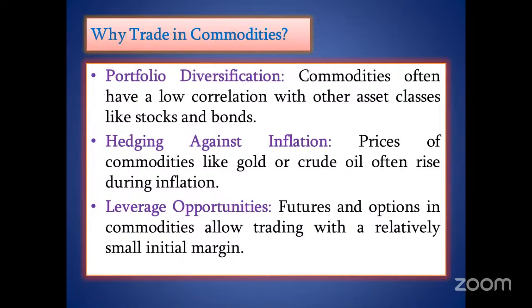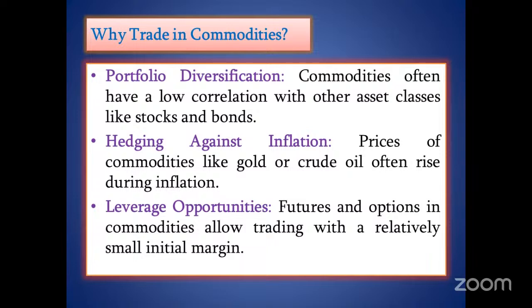So why trade in commodities? Actually, this is the important factor. Why do we have to trade commodities? Because of portfolio diversification, hedging against inflation, and leverage opportunities. For portfolio diversification, commodities often have a low correlation with other asset classes like stocks and bonds, because stocks and bonds are different portfolios, so they don't correlate with each other.